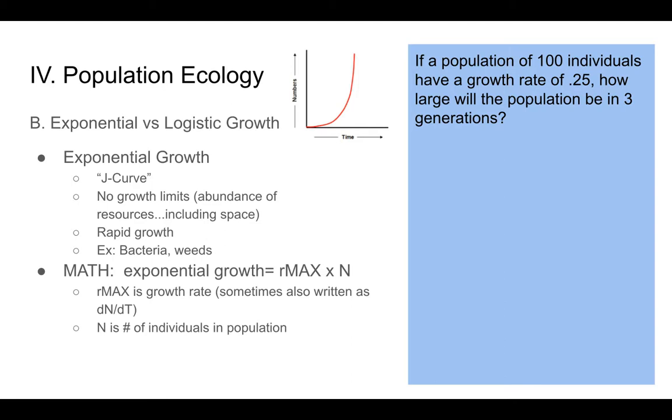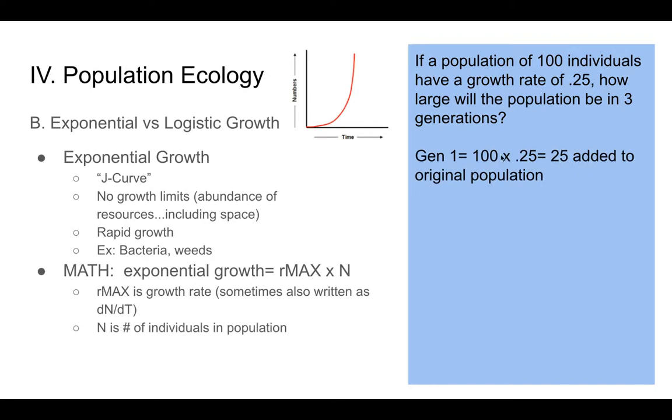If a population of 100 individuals has a growth rate of 0.25, now remember this word right here could have been taken out and I could have dropped in this variable Rmax, has an Rmax of 0.25. I could have also dropped in this variable right here, has a dN over dt of 0.25. They all mean the same thing. How large will the population be in 3 generations? So here's what you have to consider. You're going to figure out, based on the growth rate, how many individuals are added to the population each generation. And you just have to keep track of that.